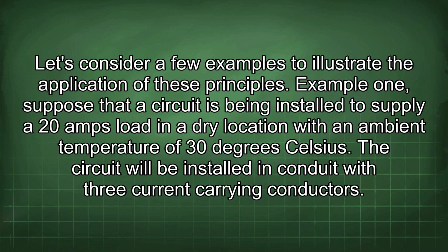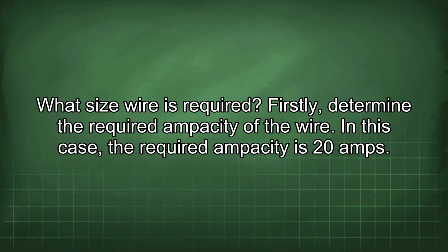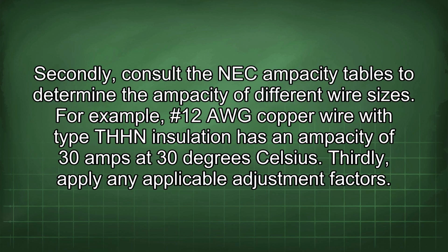Example 1. Suppose that a circuit is being installed to supply a 20 amp load in a dry location with an ambient temperature of 30 degrees Celsius. The circuit will be installed in conduit with 3 current carrying conductors. What size wire is required? Firstly, determine the required ampacity of the wire. In this case, the required ampacity is 20 amps. Secondly, consult the NEC ampacity tables to determine the ampacity of different wire sizes. For example, #12 AWG copper wire with type THHN insulation has an ampacity of 30 amps at 30 degrees Celsius.